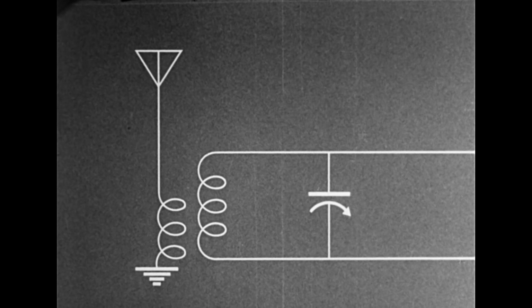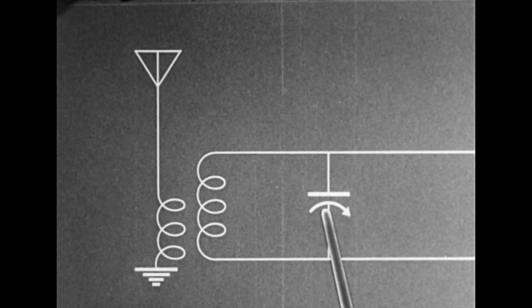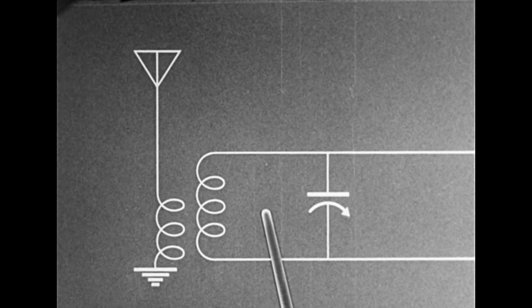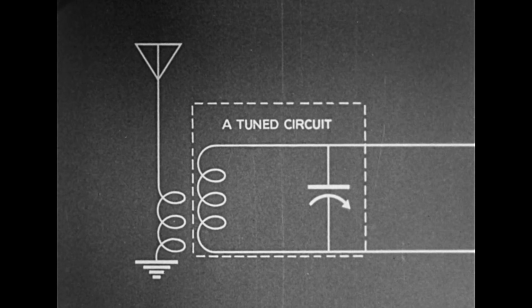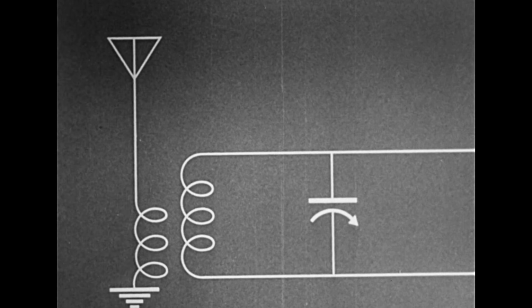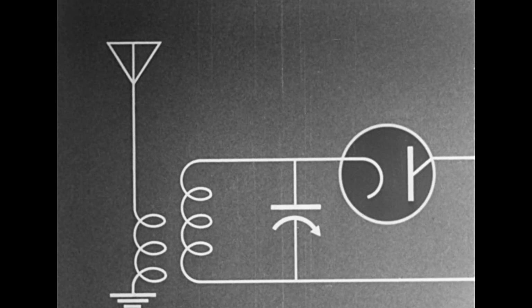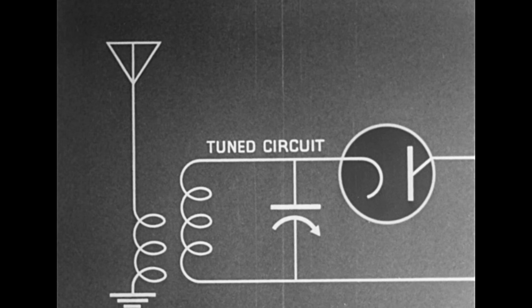A variable condenser across the secondary of such a unit permits it to be tuned to a particular frequency. The secondary coil, together with its condenser, constitutes a tuned circuit. One side of the tuned circuit may be attached to the plate or cathode of a diode tube. Energy coming from the antenna is transferred by the tuned circuit to this tube.